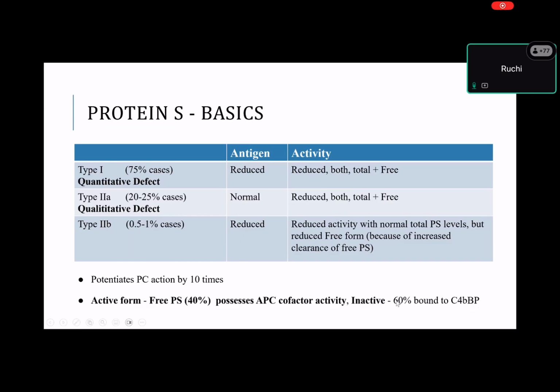So the bound form is the inactive form and the free form basically is the active form. So whenever we talk about any kind of testing, we are talking about the free protein S. We are more interested in the free protein S levels, and so our testing is targeted towards identifying how much free PS is there. So even if you do not do a clot-based assay, and you do a free protein S antigenic assay, that also does not usually miss out on any kind of protein S deficiency.